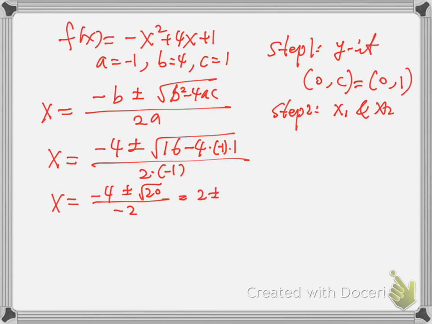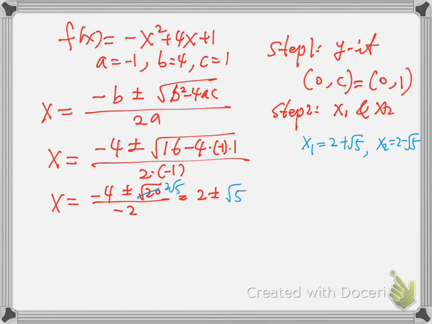We can change radical 20 to 2 radical 5, divided by negative 2. So you got radical 5. So x1 is 2 plus radical 5, and x2 is 2 minus radical 5. So we got these two numbers, but they are irrational. So it's very hard to graph them. Almost impossible.